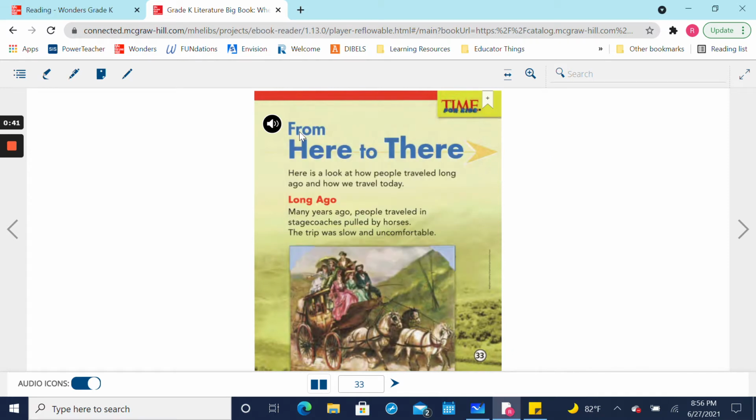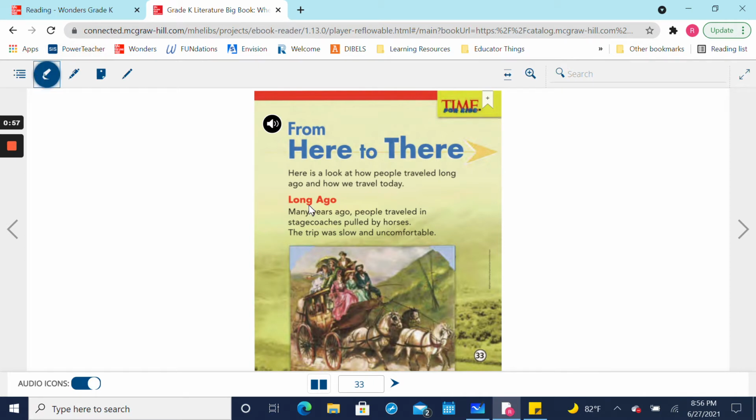So this piece of informational text that we're going to be reading is called From Here to There. Here is a look at how people traveled long ago and how we travel today.